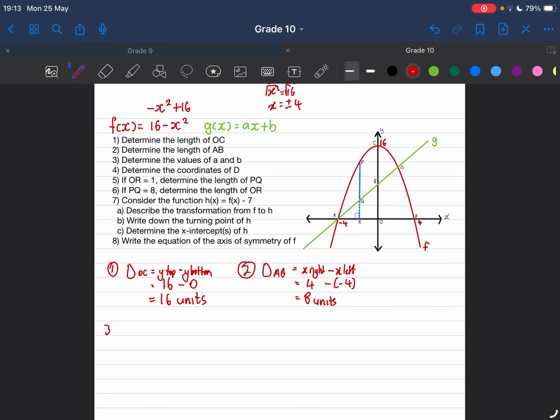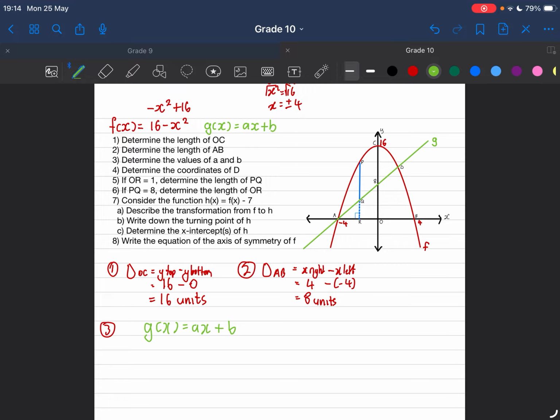The third question says, determine the values of A and B. What are A and B? They are these values here. So what they are asking you effectively is to get the equation of the straight line, or well, you're going to get it in the process.